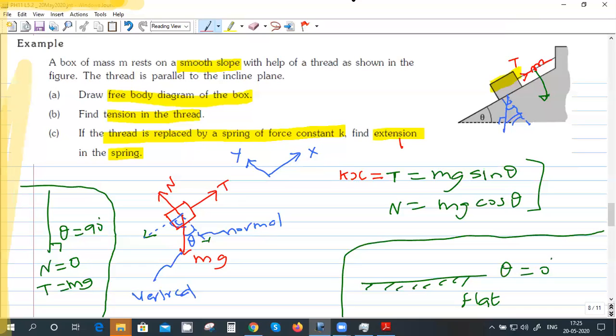Okay, the extension is mg sin theta divided by k, where k is the spring constant. He has given spring constant as k. Is it clear? Can we move to the next one? Yes, sir.